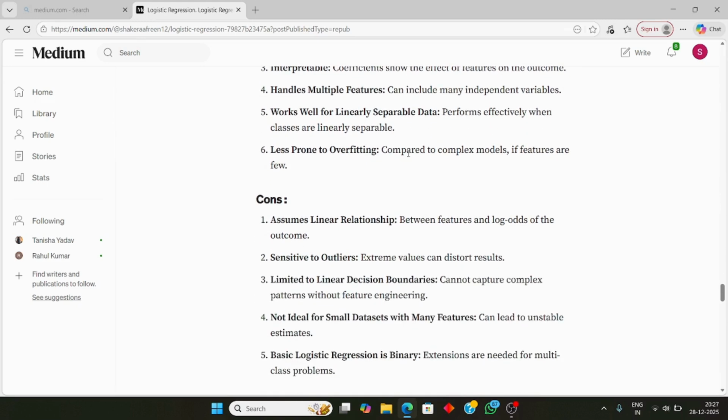The cons of logistic regression are that it assumes a linear relationship between the features and the log odds of the outcome, and it is sensitive to outliers, meaning extreme values can distort the results. It is also not ideal for small datasets with many features, because it can lead to unstable estimates.